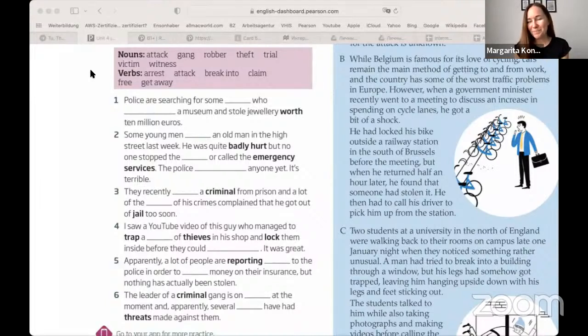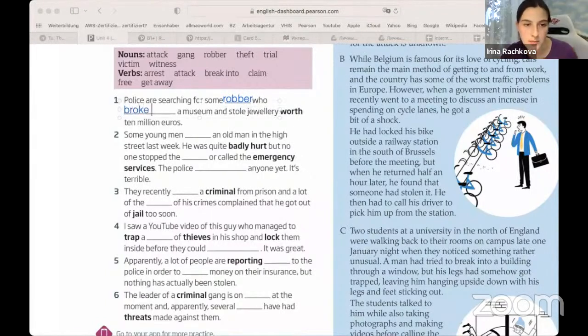Okay, shall I help you? Should I help you? Yes. Okay. So, Erin, you may start with any sentence you are ready with. Police are searching for some robber, who broke into a museum and stole jewelry worth 10 million euros. Yes, 10 million euros.